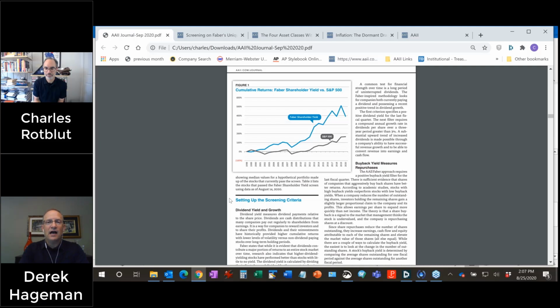And I think it was on an annualized basis, the Faber screen returned 7.6%. That was the average annual return, versus 4.6% over that same period for the S&P 500.